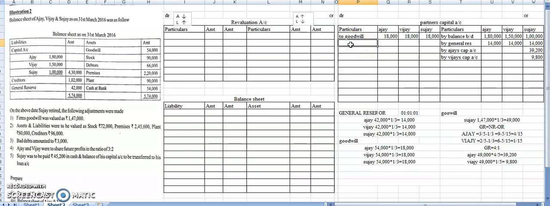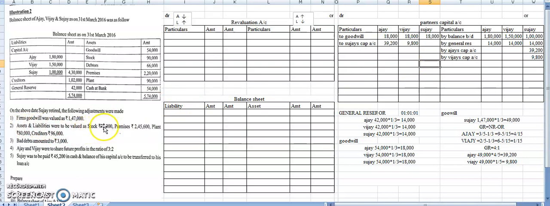Here we will do exactly the opposite. We will write the name of the retiring partner, that is to Sujoy's capital account. And we will write the amount in the continuing partners' columns, that is Ajay and Vijay. So 39,200 and 9,800. So this is how we need to write the goodwill entry. After solving goodwill, we will go for the next adjustment, that is the second adjustment.